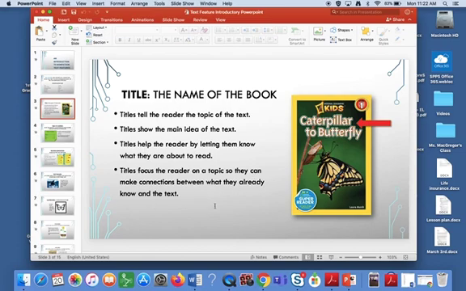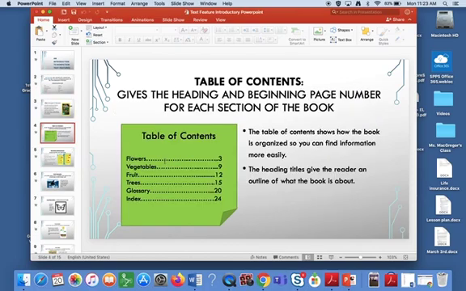So as soon as you're picking up a book and you're looking at that title, you should be thinking about what you know about that topic or that idea. So it lets you know what the book is going to be about. Sometimes if you're reading and you're not quite sure about what the main idea is, a good thing to do is always go back and look at that title. The next text feature is our table of contents.